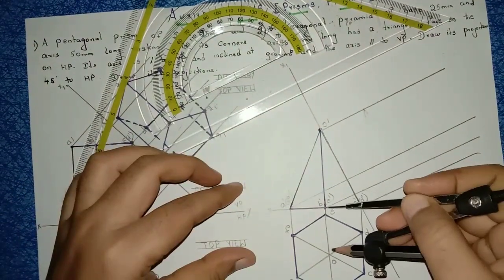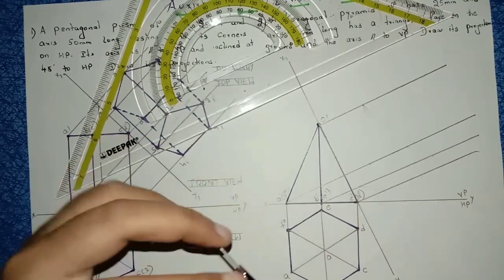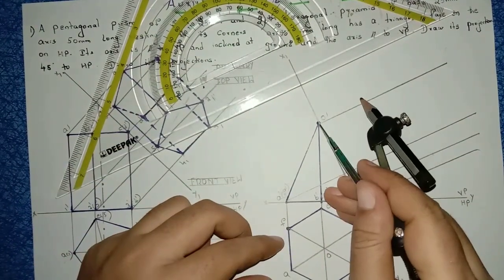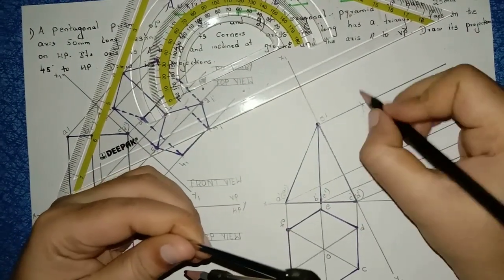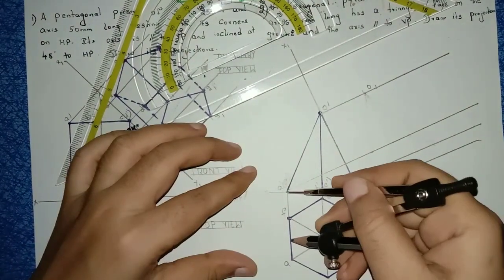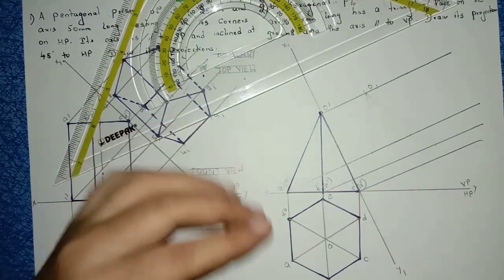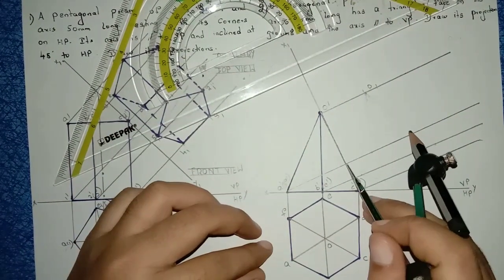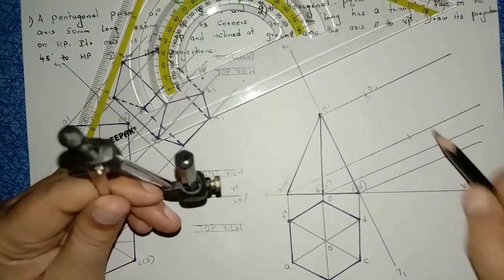First, from the reference line to the O point, I am taking this distance with the compass. I am keeping my compass on the O point and marking the point here. Naming it O1. Then next, from the reference line to the A point, take this distance with the compass. Keep your compass on the new reference line, mark the point, and name that point A1.